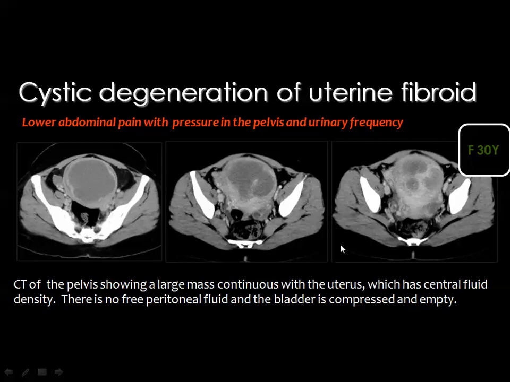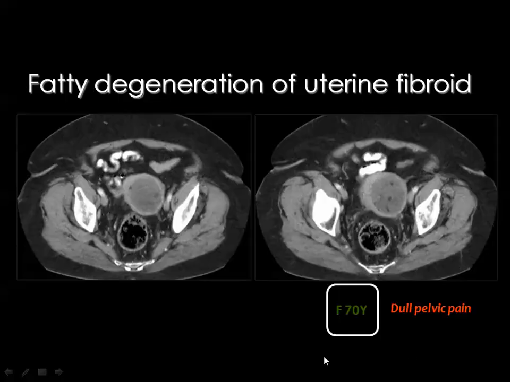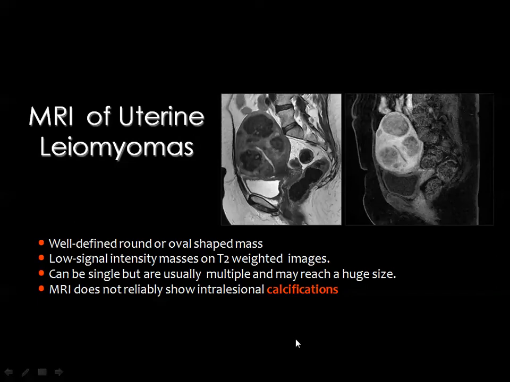And this is cystic degeneration within uterine fibroids. You got some fluid density within the masses affecting the body of the uterus. And this is also an example of fatty degeneration of uterine fibroid. You got some hypodensities representing fat within the uterine fibroid, which is, as you can see, not enhancing similar to the myometrium.